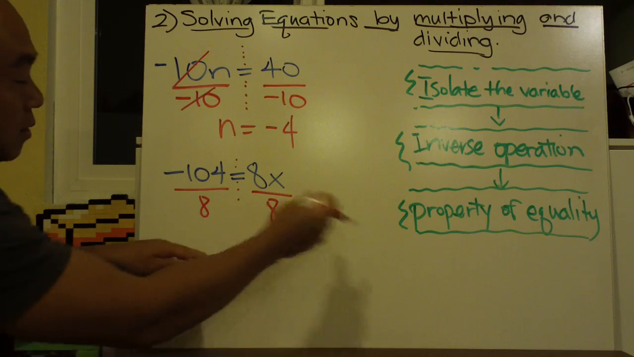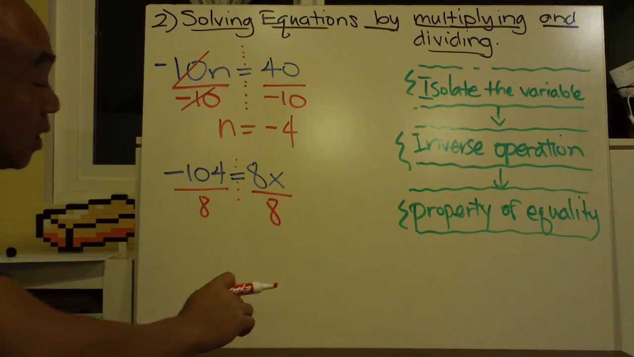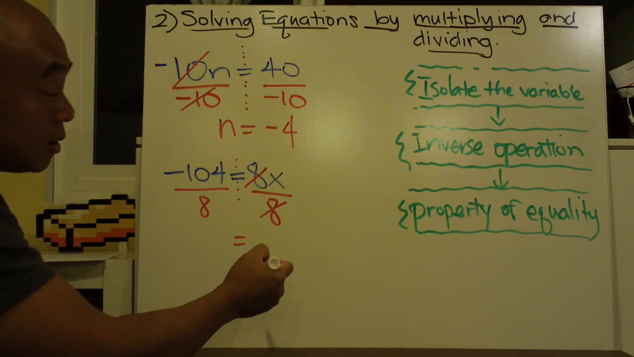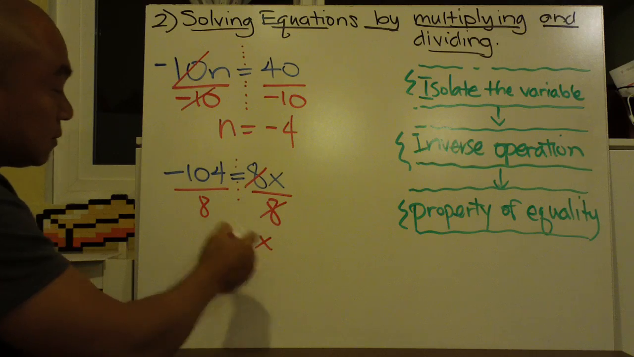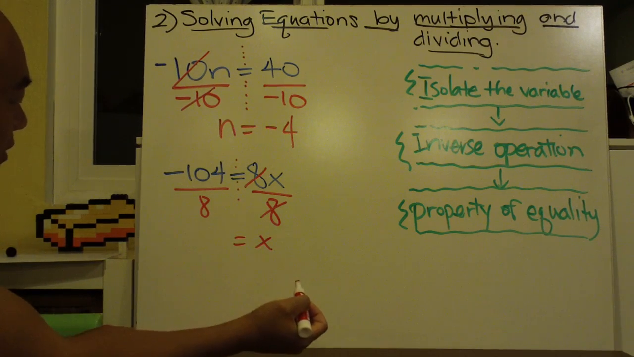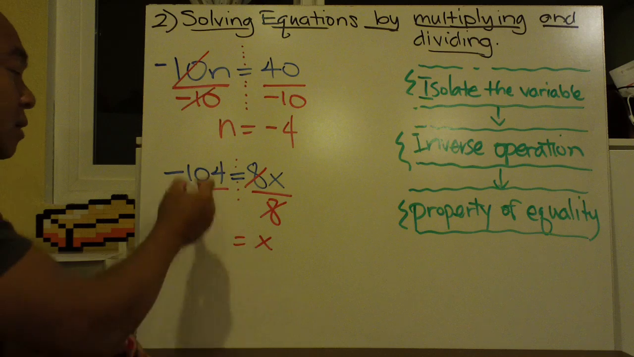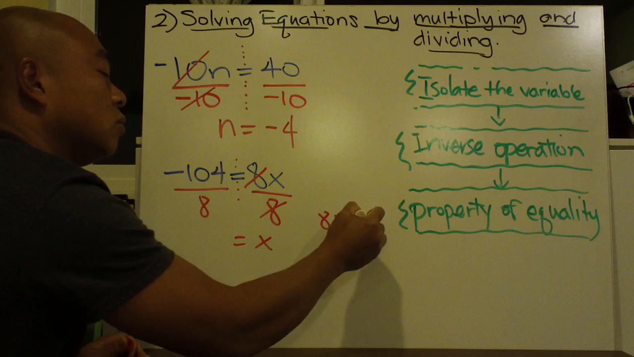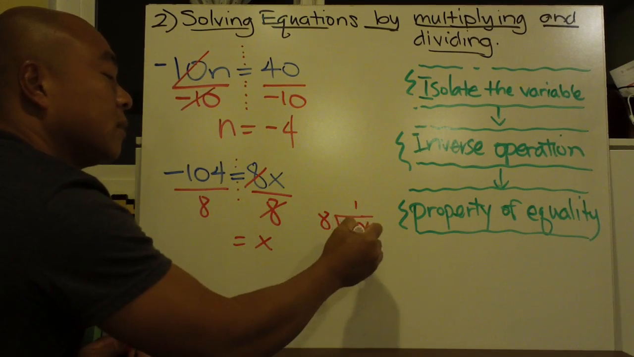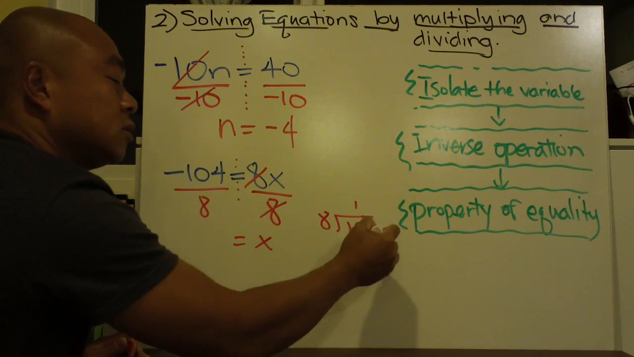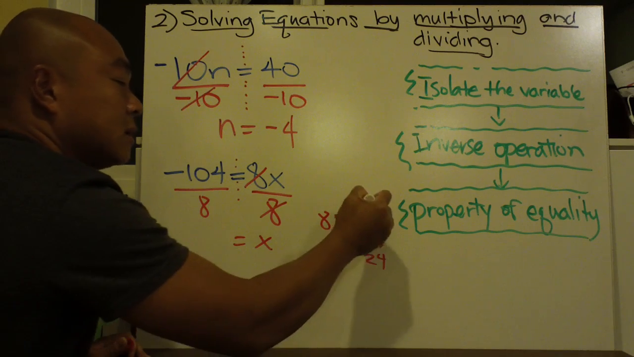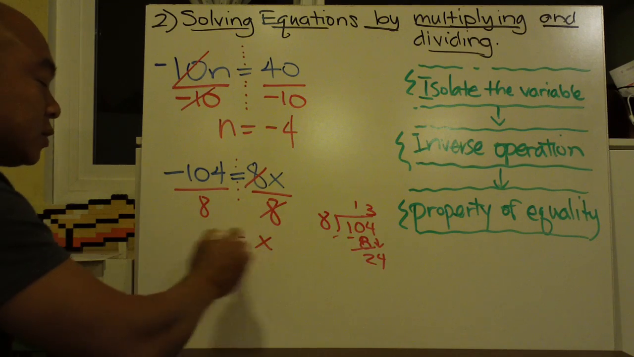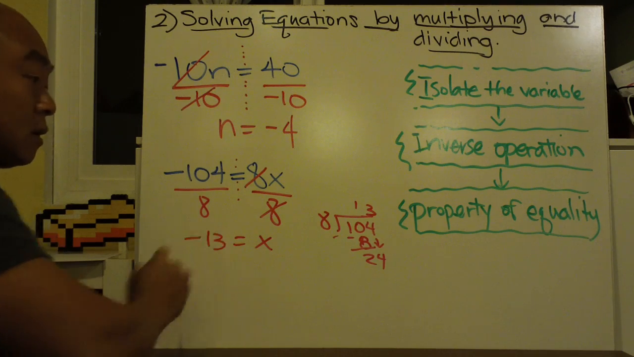Remember that equal sign, one side, one side. That's your property of equality. You now have 8 over 8 is equal to 1. 1 times x is equal to x. Here you have 104 divided by 8. And we can go ahead and do that. 8 into 104, that's 1 time. Minus 8, that's 2, bring down the 4, and that's 3. So here you have a negative divided by a positive. Your answer is going to be negative 13.